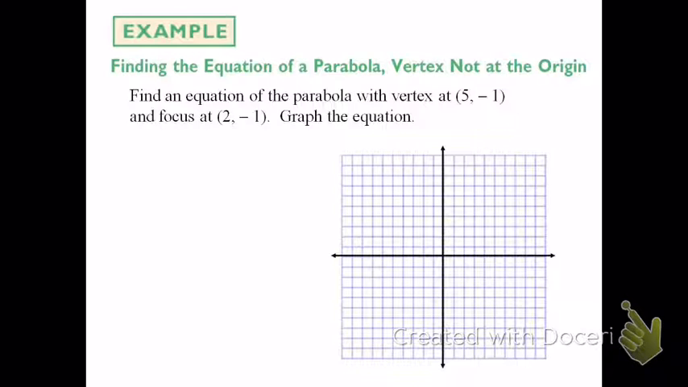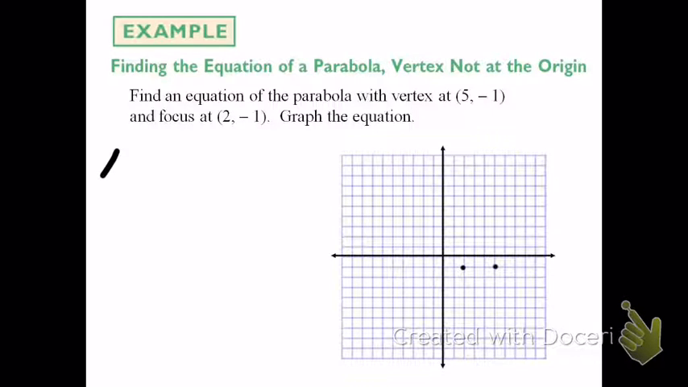Our vertex is at 5, -1. 1, 2, 3, 4, 5, -1. Right there. Our focus is at 2, -1 right here. So that means we're going to have a left-facing parabola. So we can put down our form of the equation now that includes h and k. It's a y-squared equation because it's facing left.